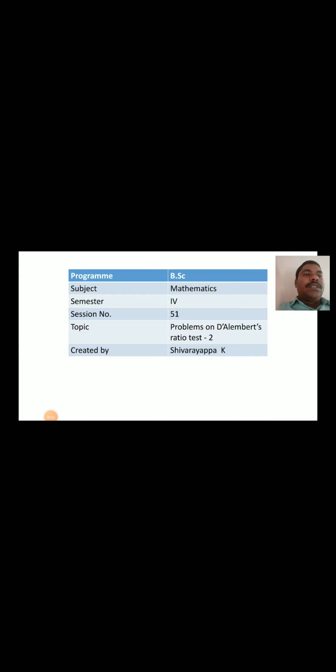Hello to everyone. In this session, we are going to discuss problems on D'Alembert's ratio test. The first question is: test the nature of the series summation (n cube plus 9) divided by 2 raised to n plus 9.